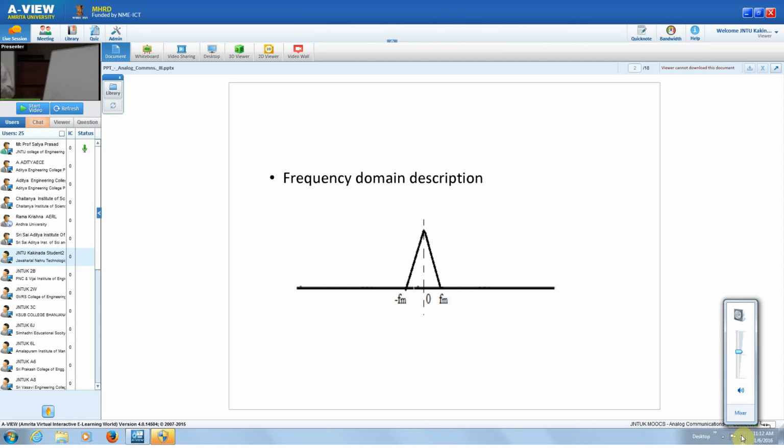Both in DSBSC and SSB, we said that we are not sending the carrier, but the last modulation. At the receiver, if you have the carrier in the received signal, then you will be having m of t into cos omega ct.